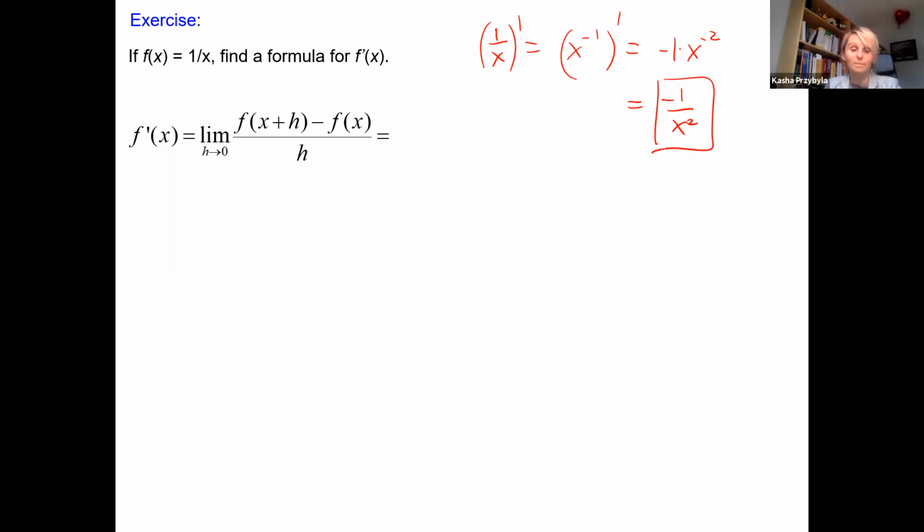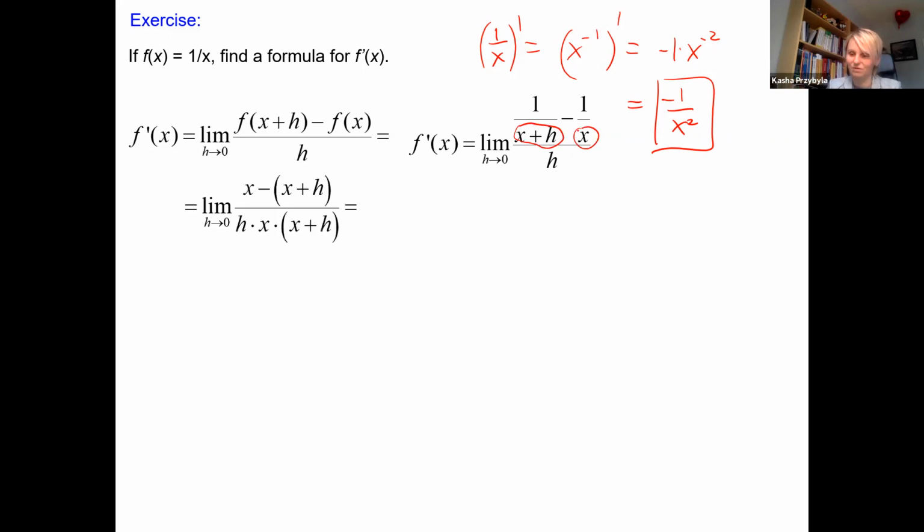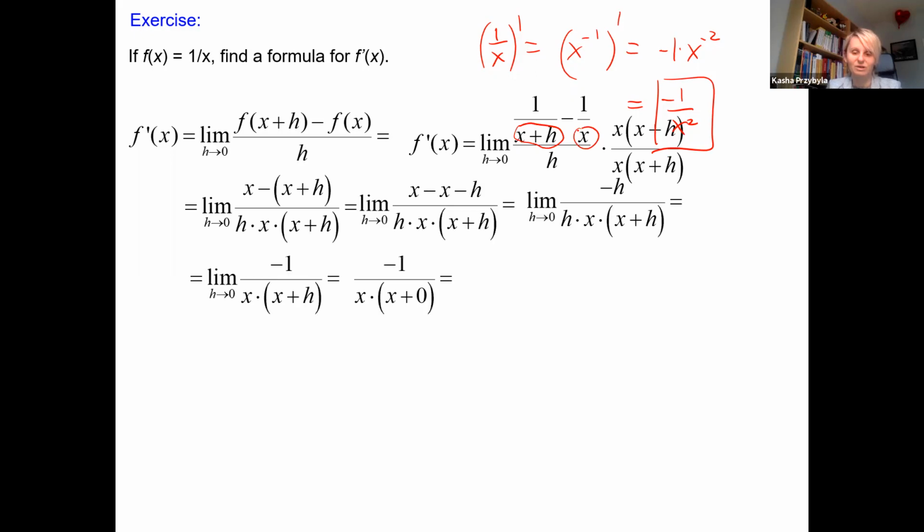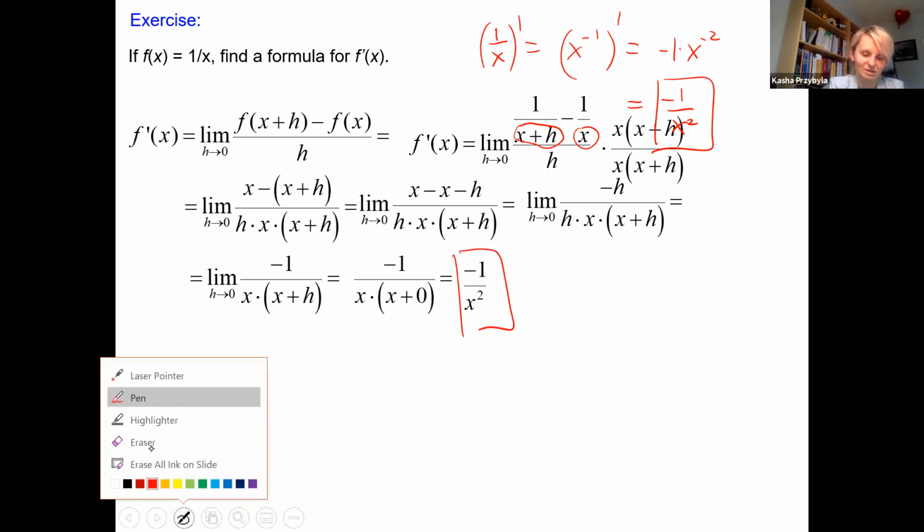But what I did, I copied the definition, and then instead of x, I put x plus h. Instead of x, I put x, which actually is the same thing. And then I evaluated. You can check. The final answer is correct.